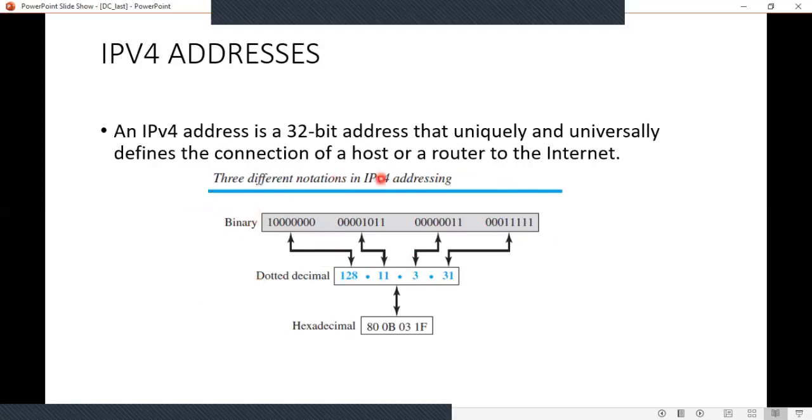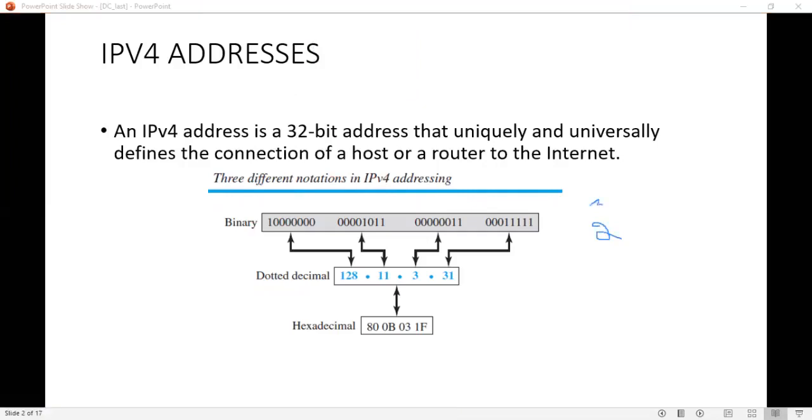It is 32 bits long, meaning see the available address space. If it is 32 bits long, how many address spaces will we have? It is nothing but 2 raised to 32 available address spaces. How much is this? Just calculate. You can have this many address spaces.